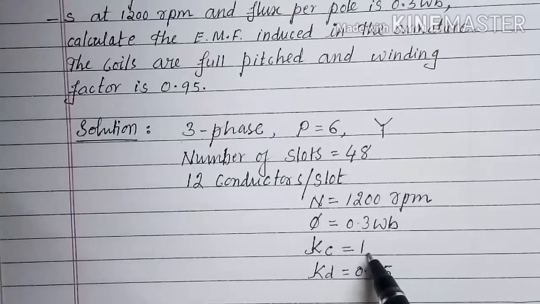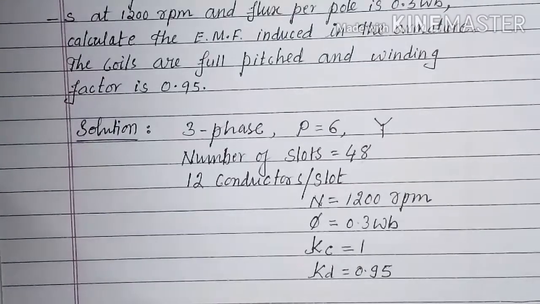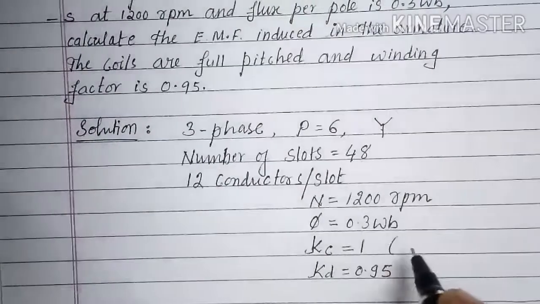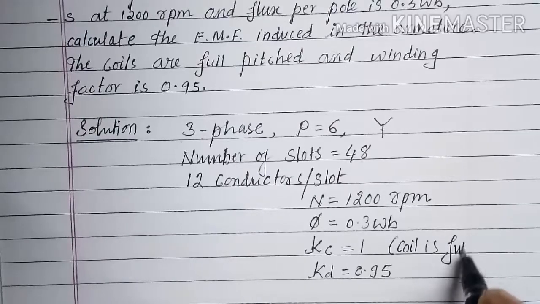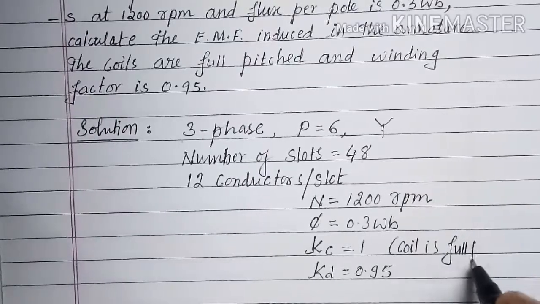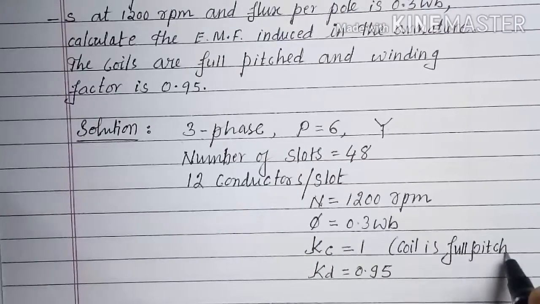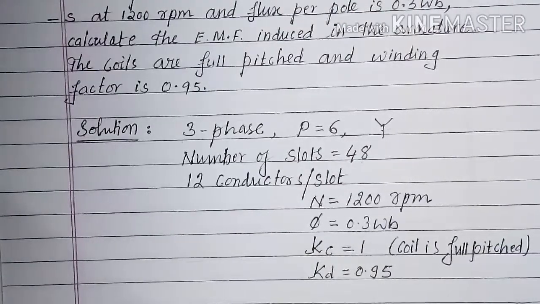Kc, that is coil factor, is equal to 1 since coil is full pitched. We have seen that for a full pitched coil Kc is equal to 1 in the last video. Winding factor is given as 0.95, which means that winding is not concentrated, instead it is distributed type winding.